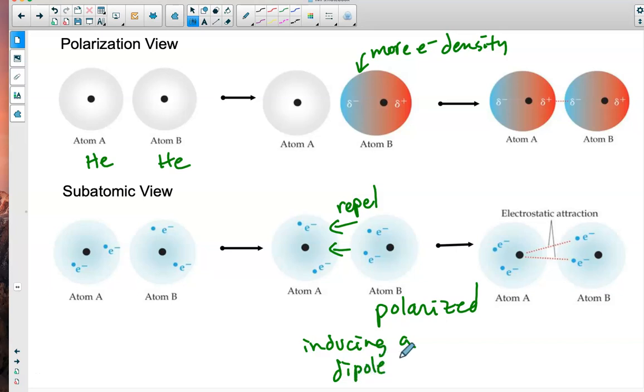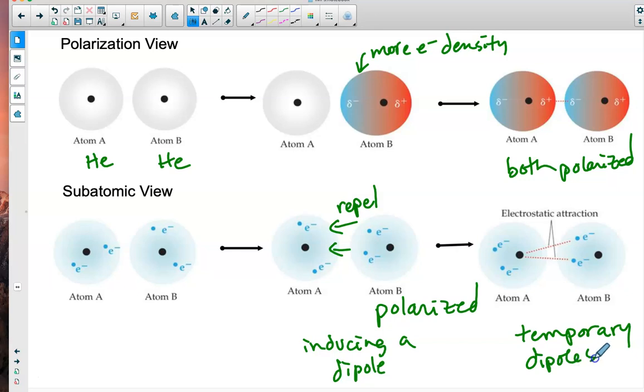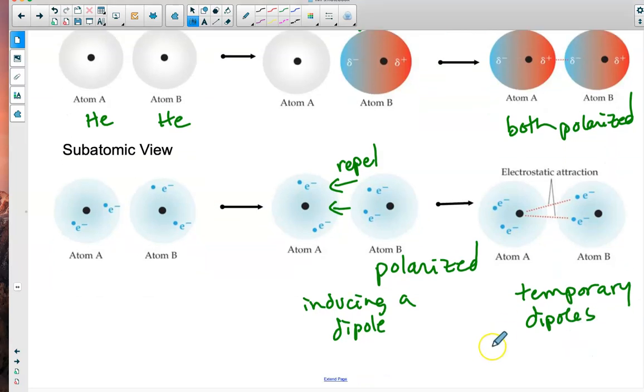So now in this third picture, both atoms are polarized. And they both have temporary dipoles, which means that their electron density is temporarily unevenly distributed.